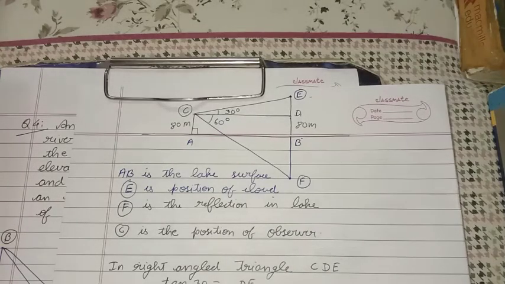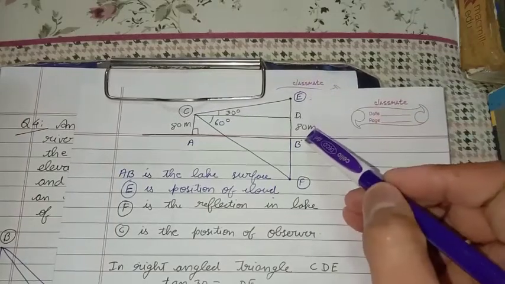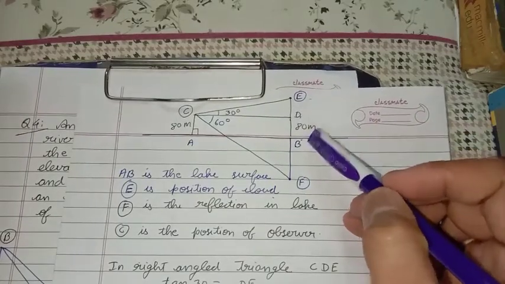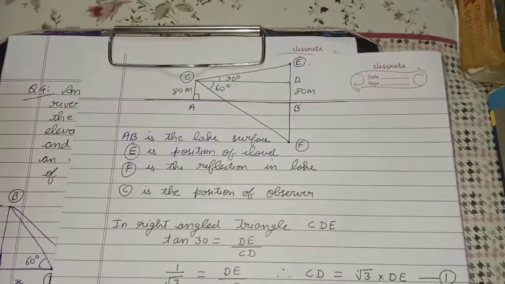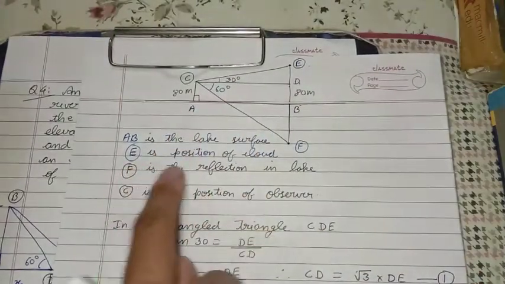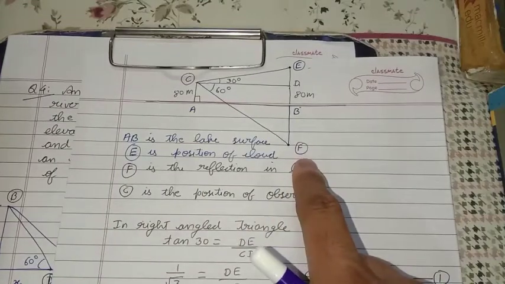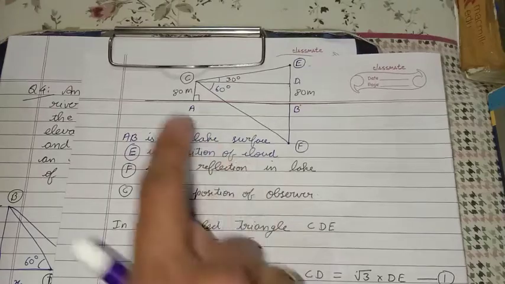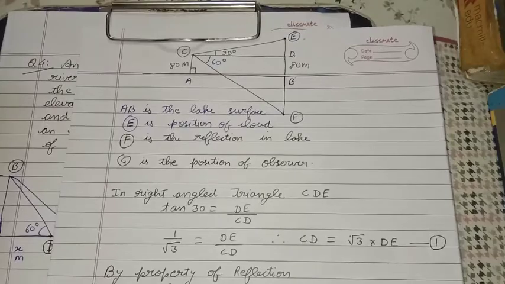Now height of the cloud, it means what? Just focus here, height of the cloud is from B to E, so I want the distance BE to be calculated. That will be the height of the cloud. Okay, so now it's quite a good problem, so just concentrate on the terms I have written over here. AB is the surface of the lake, E is the position of the cloud, F is the reflection in the lake, and C is the position of the observer.